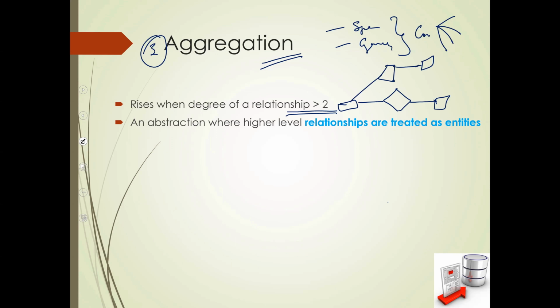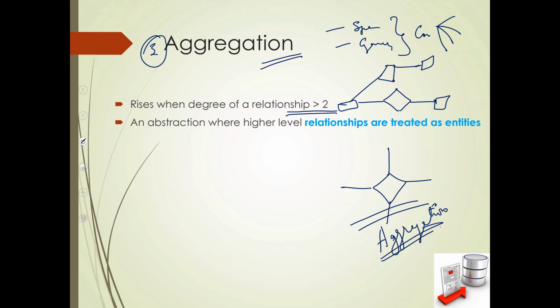Now, when you have the degree of your relationship more than 2, like this kind of a structure, or might be this kind of a structure, you go for a better one. You go for a better concept called aggregation. Now let us see how it is being done.